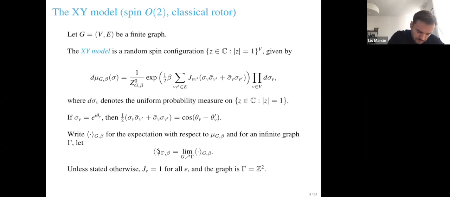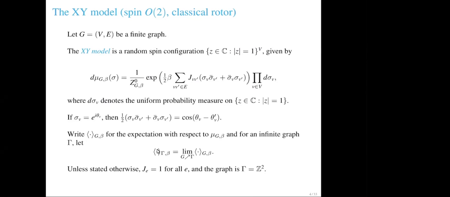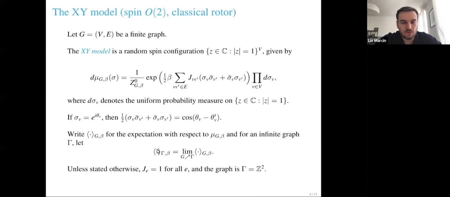I will write the classical brackets for the expectation with respect to that measure, and I will also often look at infinite graphs. For an infinite graph, I can also define this expectation operator, which is just the limit with finite graphs exhausting my infinite graph. And this limit exists by some classical correlation inequalities like the Ginibre inequality. So this is the model with free boundary conditions. And I'll also at some point mention a model with boundary conditions which are fixed to be equal to the spin which is equal to 1 pointing to the right in the complex plane. So then I will put a 1 on top of this notation.